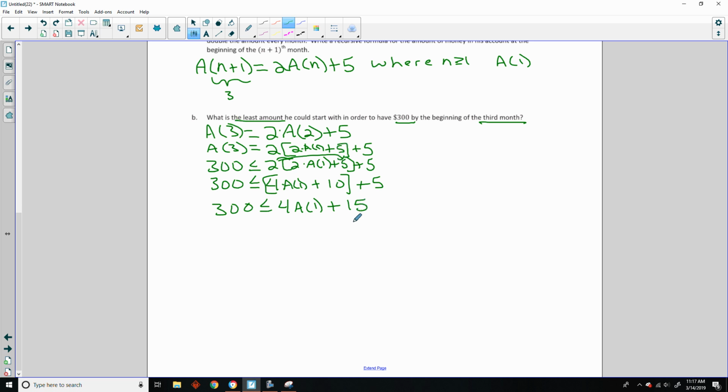And then I need to subtract 15 from both sides. I'm trying to solve for a sub 1, my first month initial starting value. These cancel. I get 4 times a of 1, and 300 minus 15 is $285. I then divide by 4 to find out what I had to start with. So my first month, a of 1, has to be greater than or equal to 70. 7 times 4 is 28, no remainder. 4 goes into 5 once with a remainder of 1.